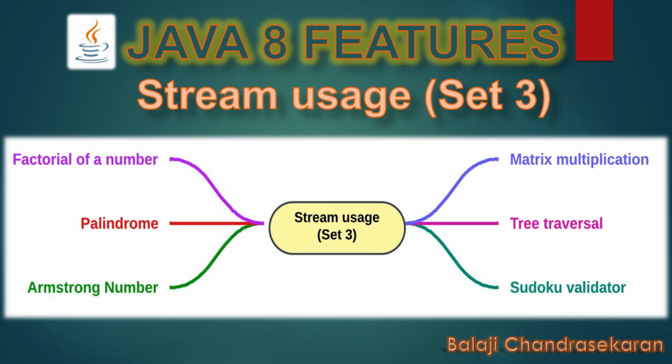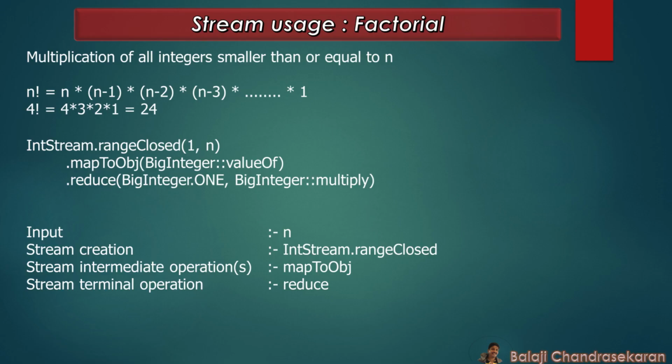I am Balaji Chandrasekharan. Now I will be discussing some more examples of using the Java streams. Factorial is applied to a non-negative integer and is a multiplication of all integers smaller than or equal to n.